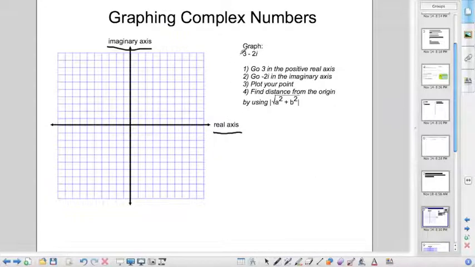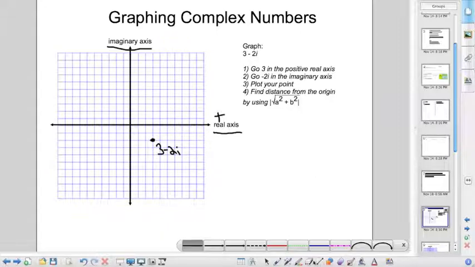Our example problem will be to graph 3 minus 2i. So step 1 will be to go 3 in the positive real axis. We have the positive real axis and we are going to go 3 starting from the origin. And then we go down 2 in the imaginary. And we write 3 minus 2i. That is 3 minus 2i in the imaginary and real axes.